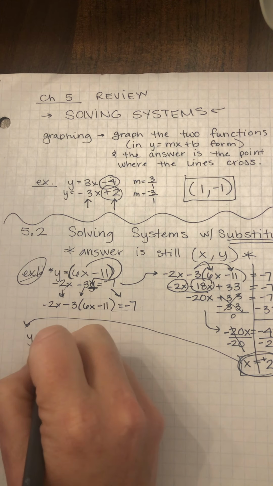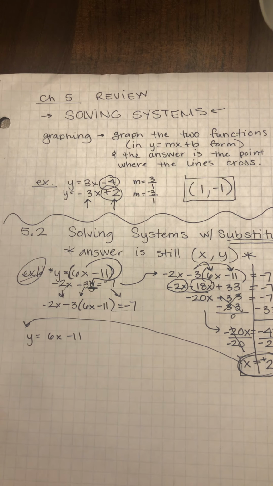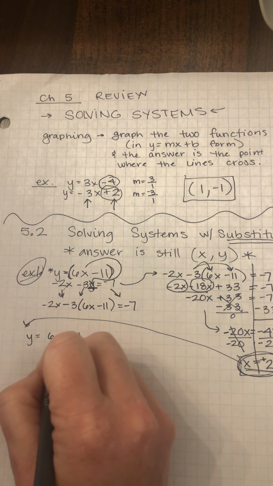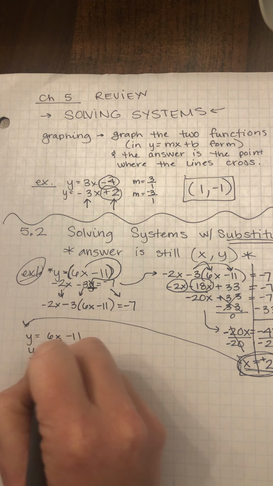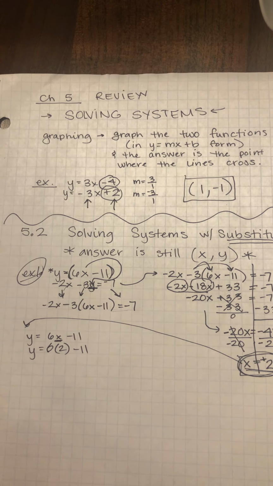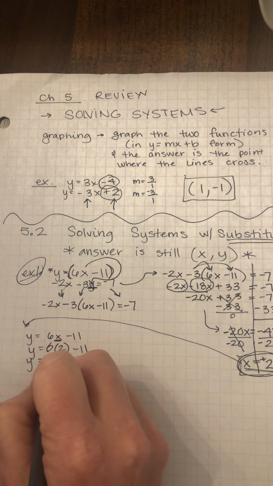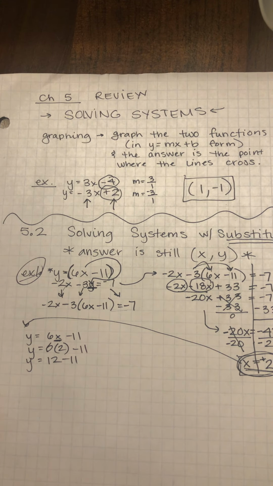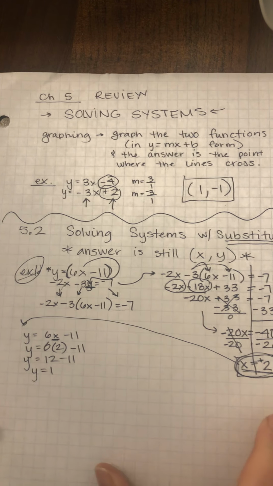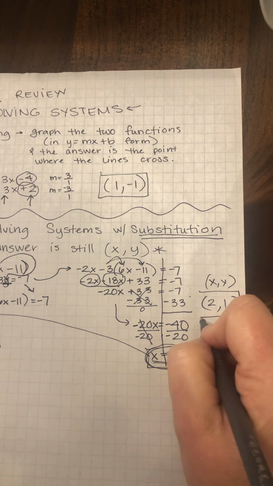So y equals 6x minus 11. I just found out that x is 2, so x is what I'm going to sub in for. Y equals 6 times 2 minus 11. 6 times 2 is 12. 12 minus 11 is equal to 1. So my final answer is 2, 1.